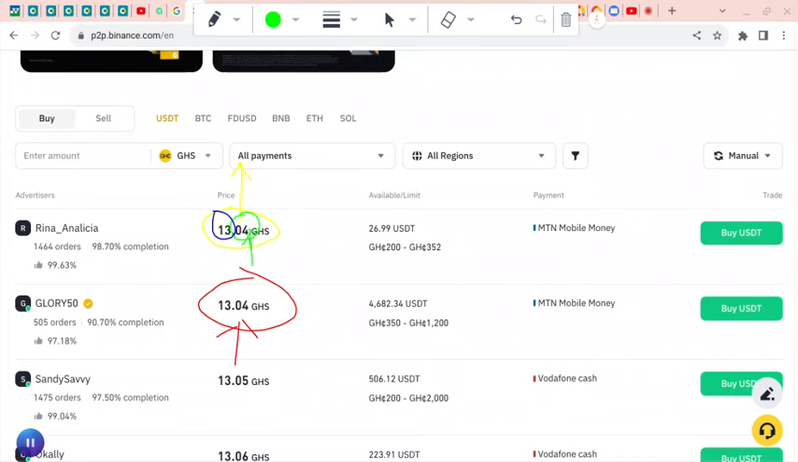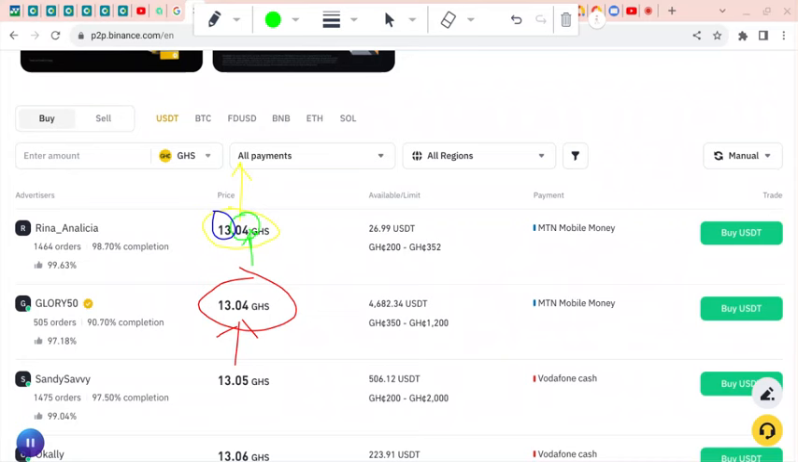That's why today I'm making this future rate: if you want to buy your USDT today, I think this week is not good for you. Don't buy USDT this week. This week, it will remain 13.05, 13.06. It will go up to 13.07. I'm telling you the truth.